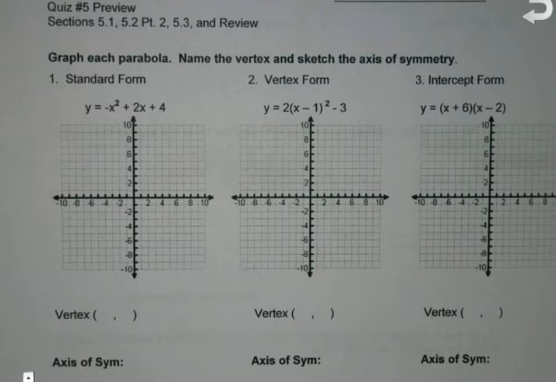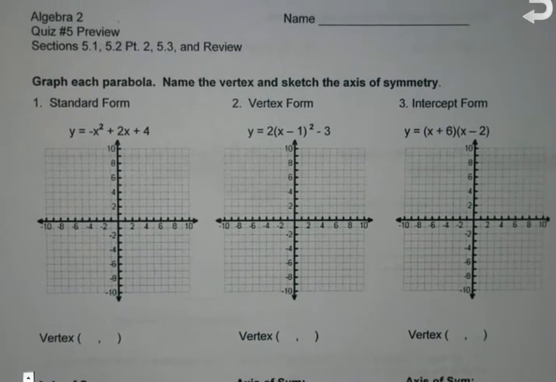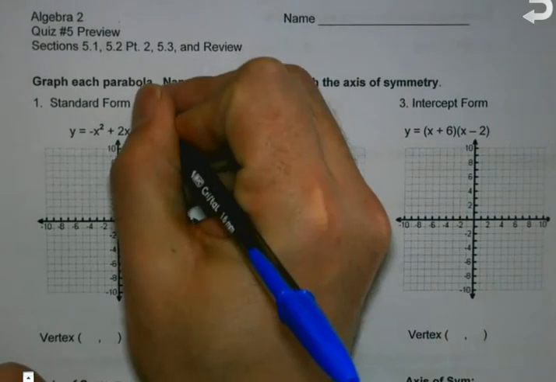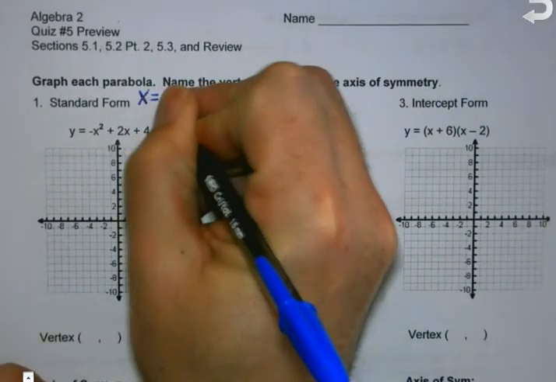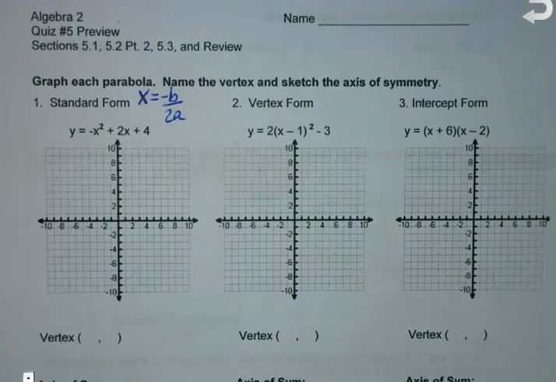Especially with the parabolas. Again, these are all from section 5.1. So if you're having issues, that's where you want to be. When we're doing standard form to find our vertex, it's the one that takes the longest. To find my x value, I'm going to use negative b over 2a. Okay, I can't change that up at all.